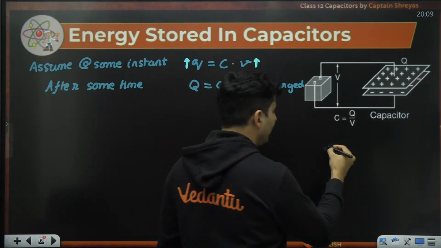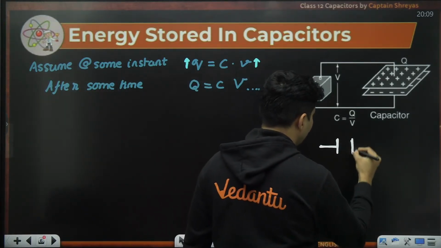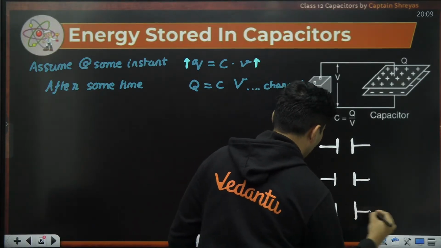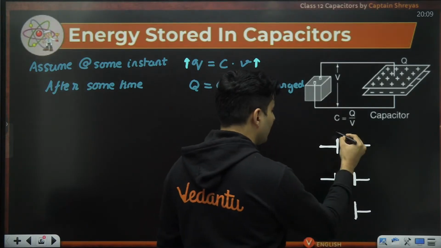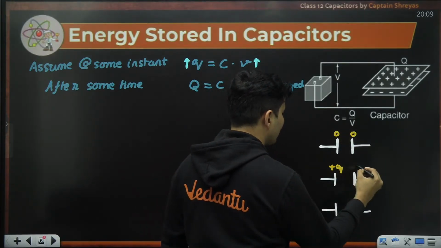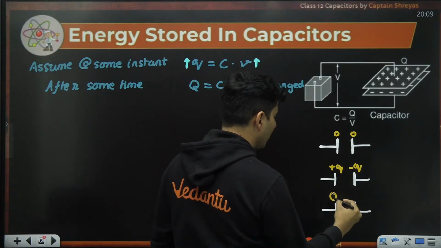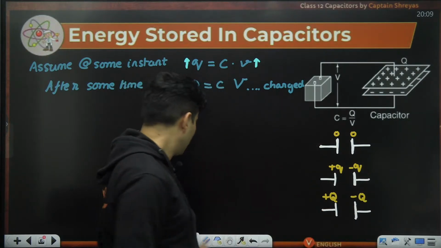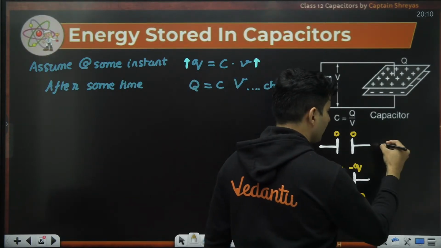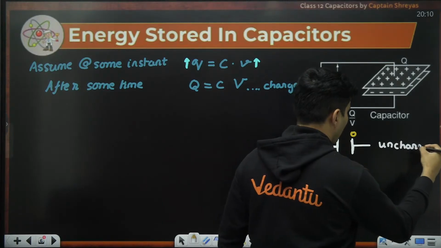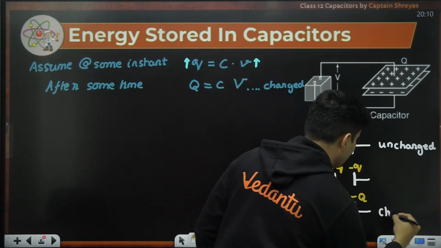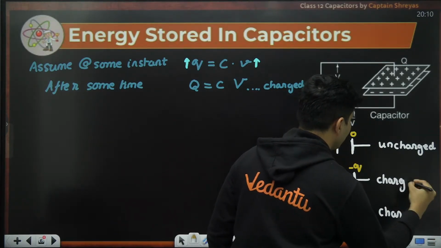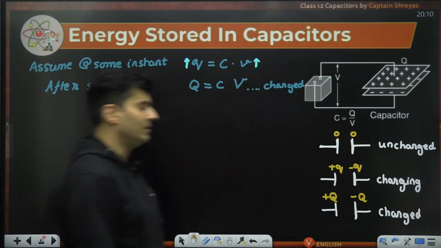So if you see the different instances of the capacitor building up the charge, it will look something like this. Initially, there will be no charge over here. Then there will be some random charge which will keep growing. And eventually, there is this plus Q and minus Q charge over here. This is at some instant. This is an uncharged capacitor. This is a completely charged capacitor. This is while it is getting charged. So while it is getting charged, this is the diagram.